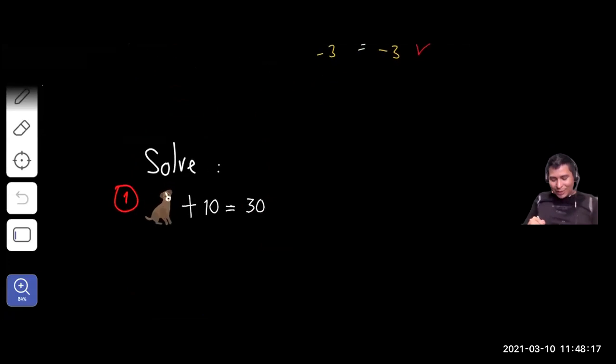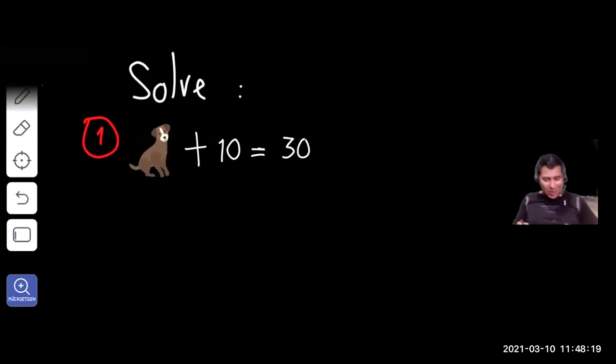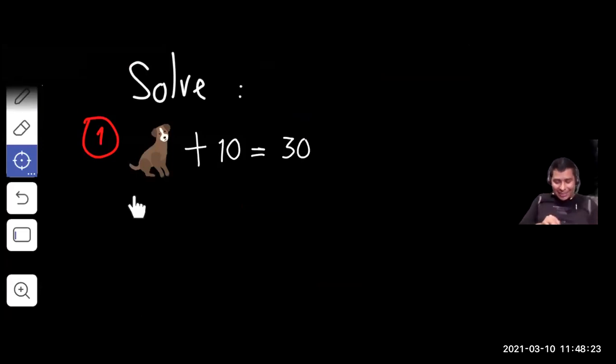Okay, let's start off with this one. This is my equation, guys. Let's try to work with an equation. Take a look at this puppy. I got a puppy here, and that puppy is adding 10. This is an equation because I got this equal sign. And that puppy plus 10 equals 30. What is the value for the puppy?